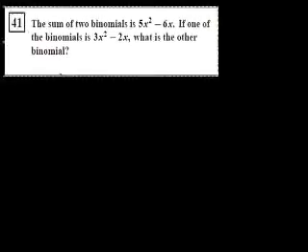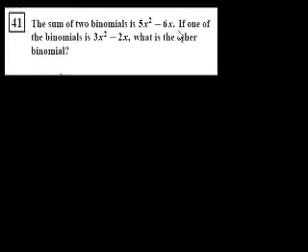The sum of two binomials is 5x squared minus 6x. So a binomial is just a polynomial with two terms. If one of the binomials is 3x squared minus 2x, what is the other binomial? So they're saying this binomial is one of them, 3x squared minus 2x.